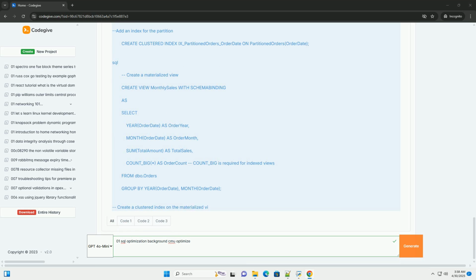6. Test and measure. After making changes, test your queries to ensure that they are running faster and that you haven't introduced any new performance problems. Use metrics like query execution time, CPU usage, and I/O operations to measure the effectiveness of your optimizations. 7. Iterate and monitor. SQL optimization is an ongoing process. As your data changes and your workload evolves, you will need to revisit your queries and make further optimizations. Set up monitoring to track query performance and identify any regressions.